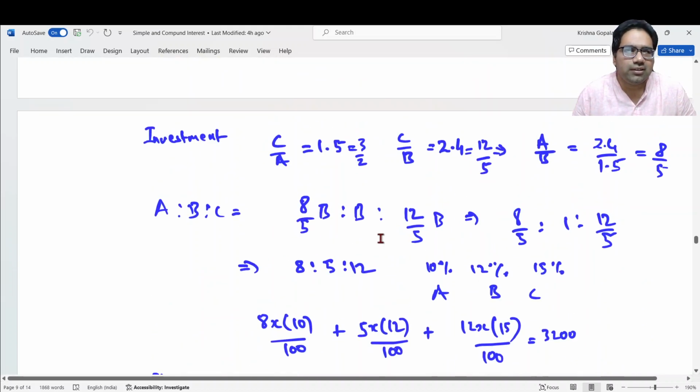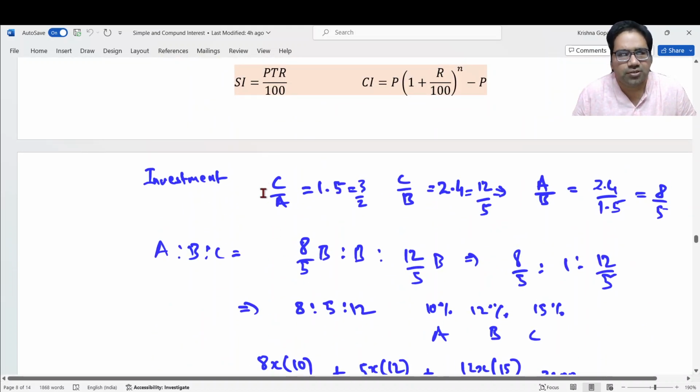The only trick here is when given the ratios of A and C and of B and C, then we should be able to write A and B also. At the same time, we should be able to calculate A is to B is to C in this format. We'll take this up in more detail when we take up the ratios and proportion class. For now, you remember like this.